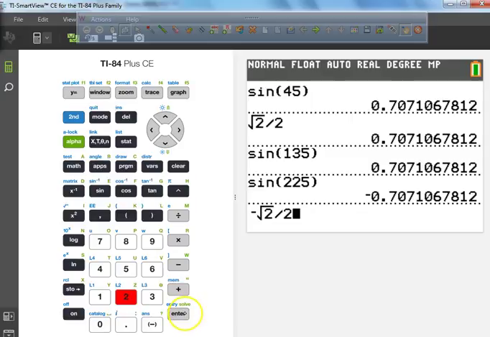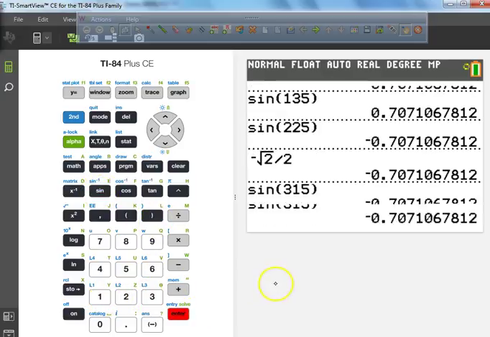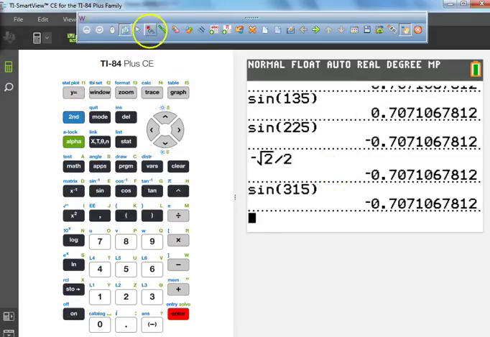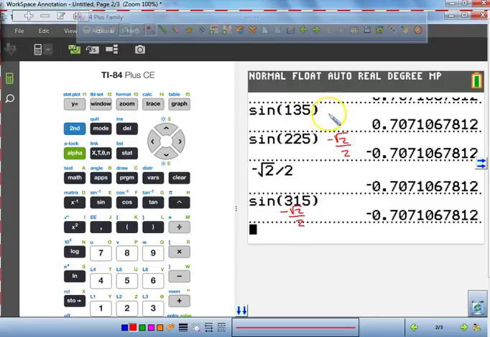What's negative radical 2 over 2? And last, what's the sine of 315? So what I'm attempting to explain is that this is equal to negative radical 2 over 2. This is equal to negative radical 2 over 2. This is equal to positive radical 2 over 2.